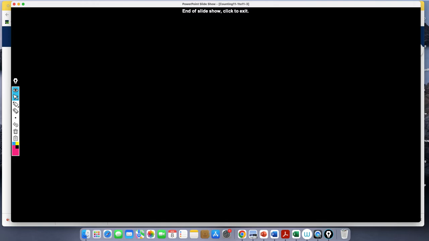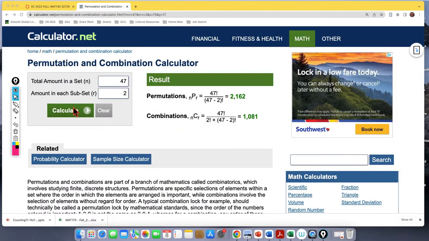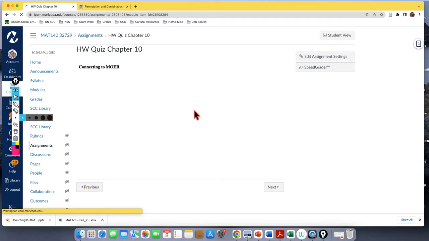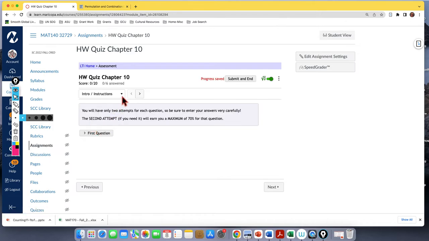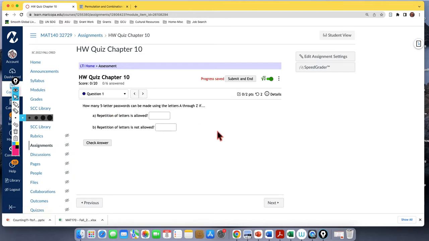So that's the end of the road for us. So what we're going to do is we'll take a look at the homework just to see if we've left anything out. We've got our calculator here. Let's see how many homework questions we have. We'll just start into it. 5 questions as usual. So we'll start with number 1.